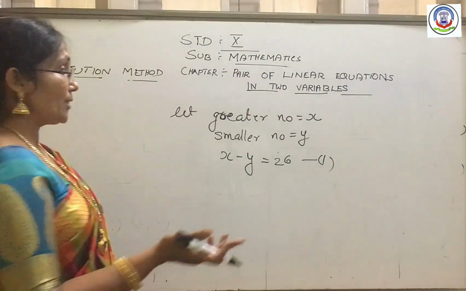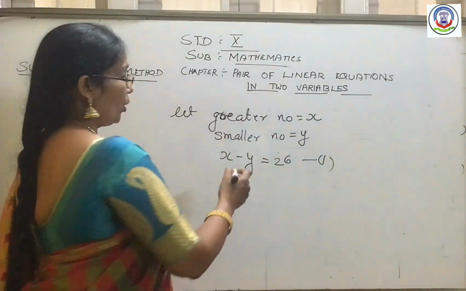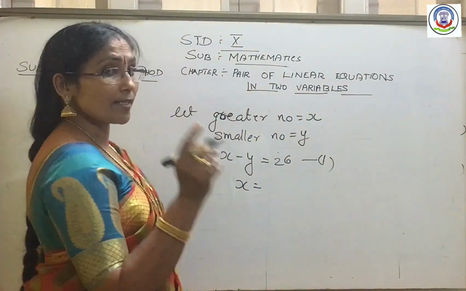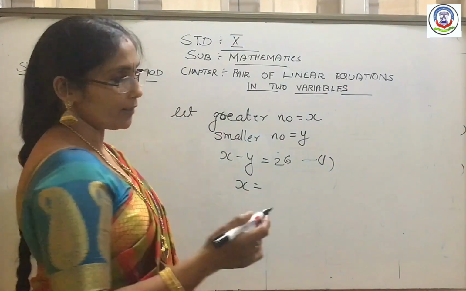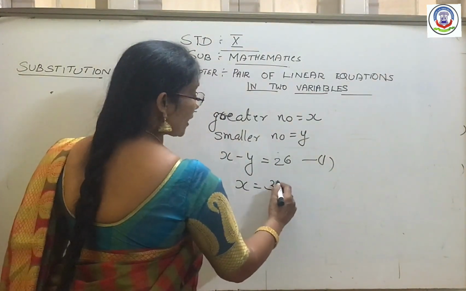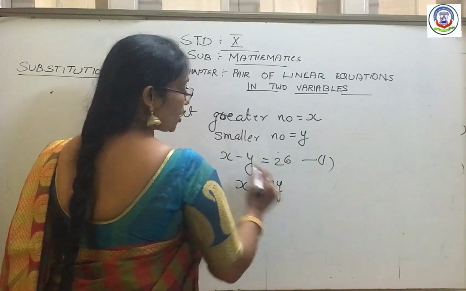That means obviously you can say that the greater number is x. So x is equal to 3 times the other number, 3 times the smaller number. So x is equal to 3y.